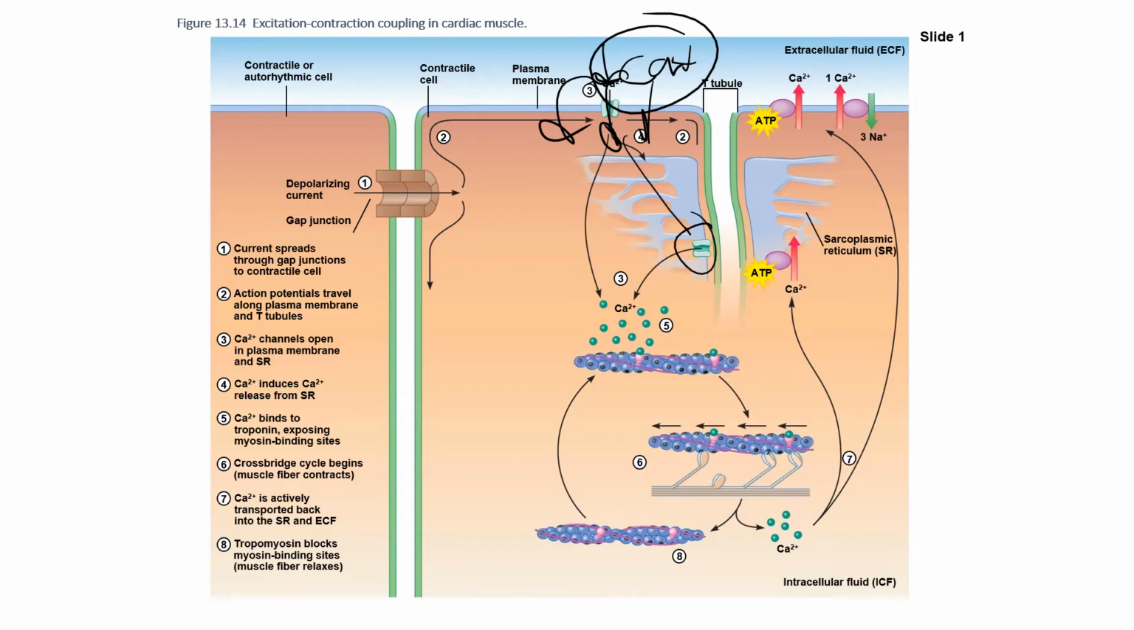And you can go all the way back to the SA node and say, well, if there was no extracellular calcium, or levels were very, very low, how would the SA node fibers propagate their action potentials to begin with?